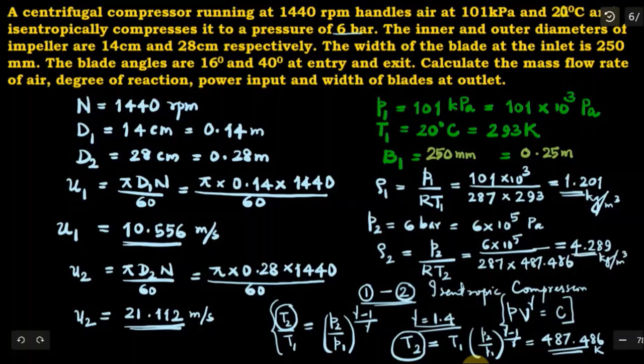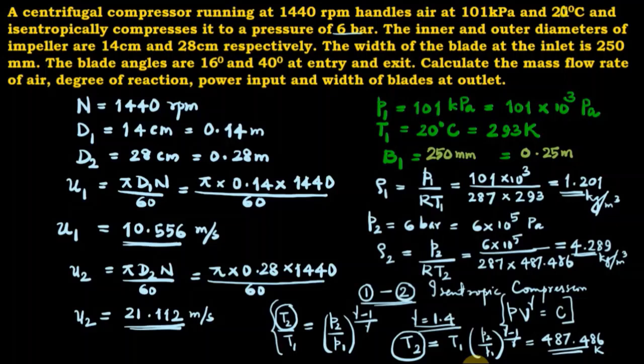So when the pressure increased from nearly 1 bar to 6 bar here, the density increased from 1.201 kilogram per meter cube to 4.289 kilogram per meter cube. More than 3 times the density has increased. So by using the density at inlet and outlet and the other values we calculated, now we will proceed and find out the velocity components using the velocity triangles.